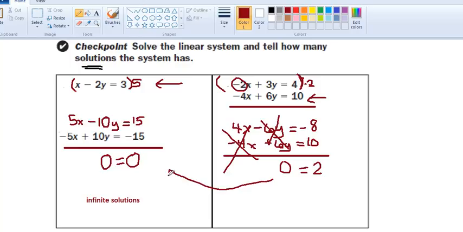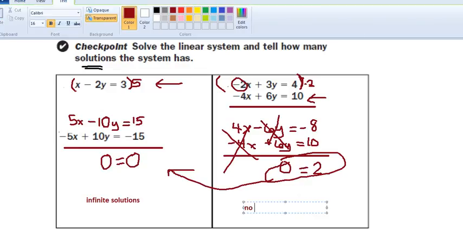Compare that to over here. This is going to be harder to see because we haven't had an example on this, but this is going to be a no solutions. No solutions there. If you get that on a test, or on the homework, you may want to prove that to yourself by graphing it.